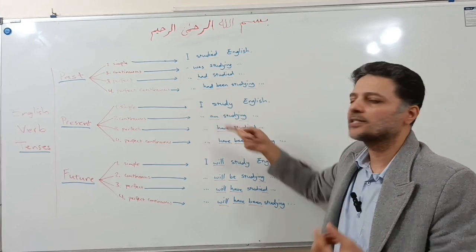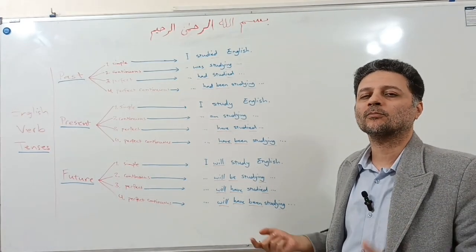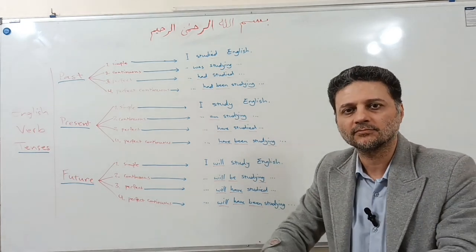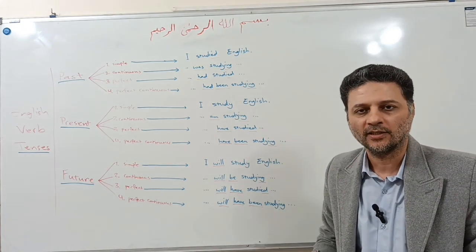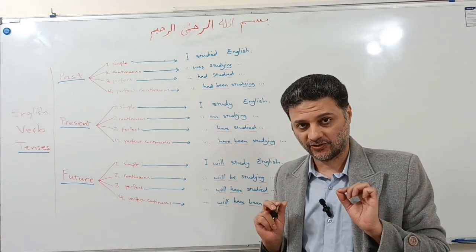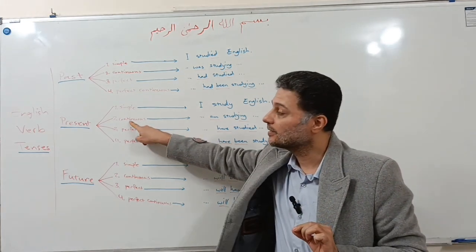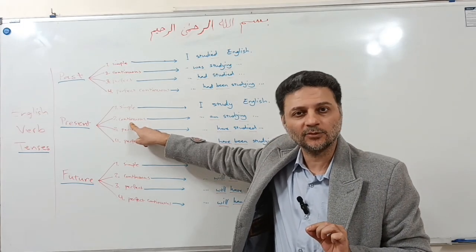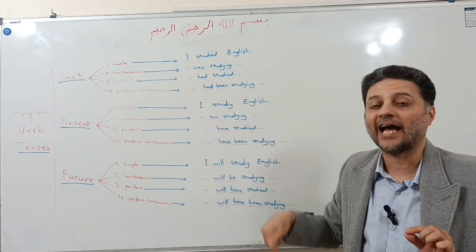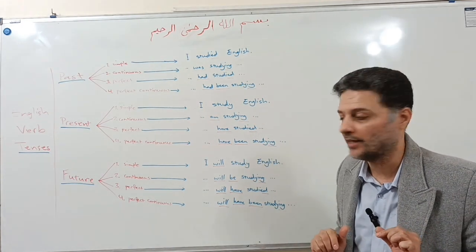Well, we use the simple form or the basic form of the verb study. I study English. It means, well, at the present moment, okay? But if we want to focus on the continuity of my action, studying, we use the continuous tense, present continuous tense or present progressive tense. We say, I am studying English now, right now, at the moment, all right?